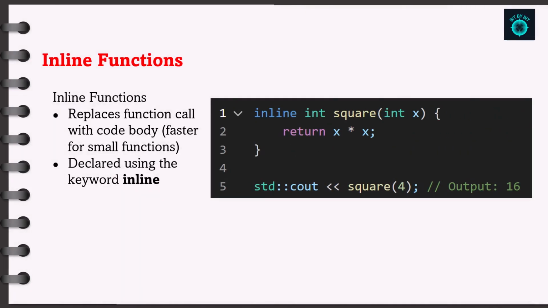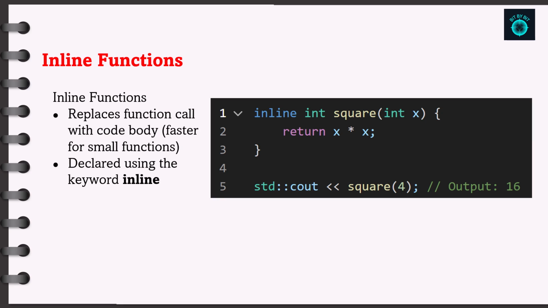Inline functions. Inline functions are useful for small and frequently used functions. When a function is marked inline, the compiler tries to replace the function call with the actual code body. This avoids the overhead of a real function call and can make your program slightly faster.